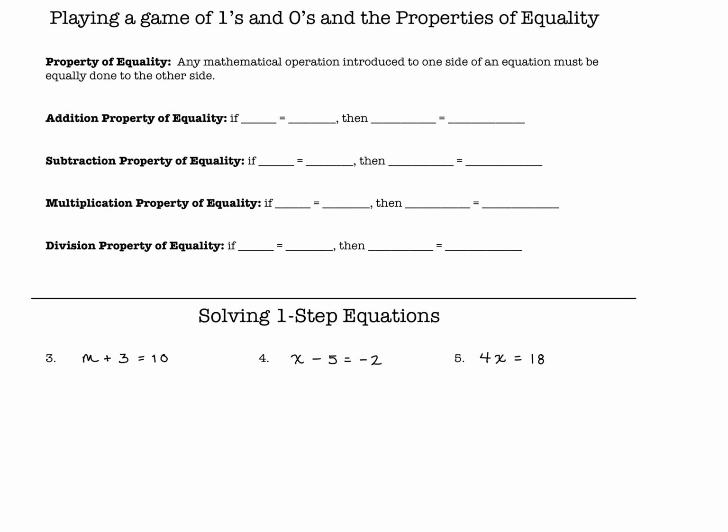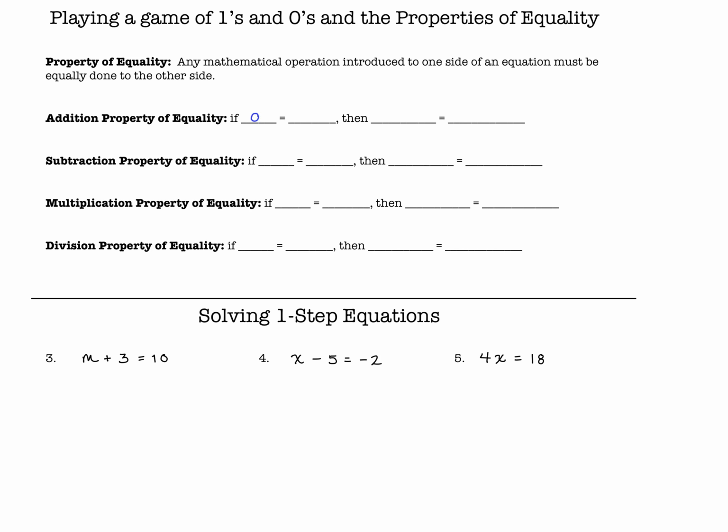So looking at some problems here, the first thing we need to think about, now that we're moving into equations, is properties of equality. Any mathematical operation introduced to one side of an equation must be equally done to the other side. So let's go through this very quickly. We're going to go through some basic formulas, things you need to understand. So the addition property of equality.